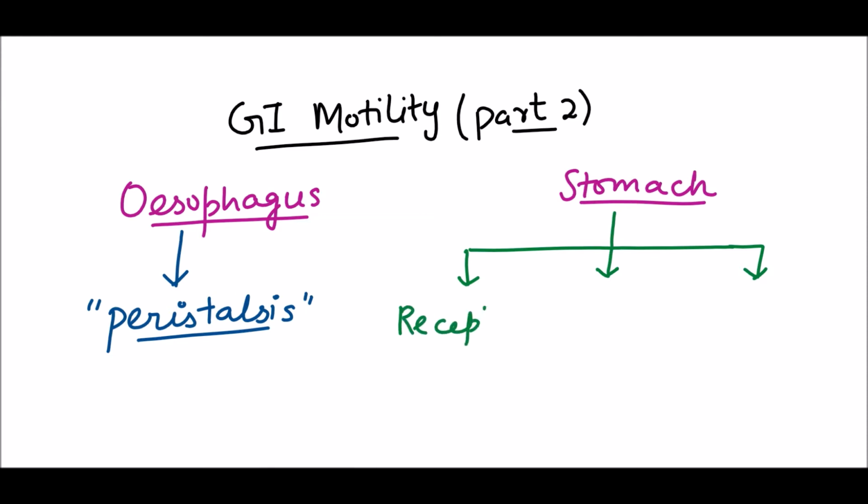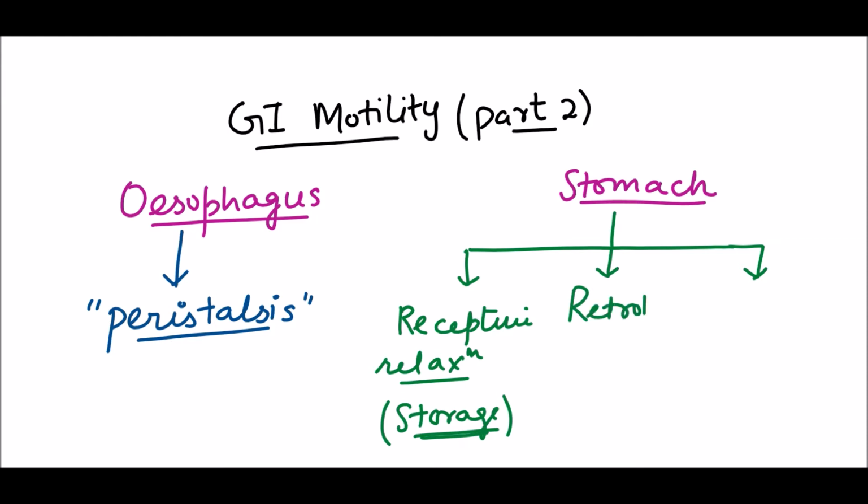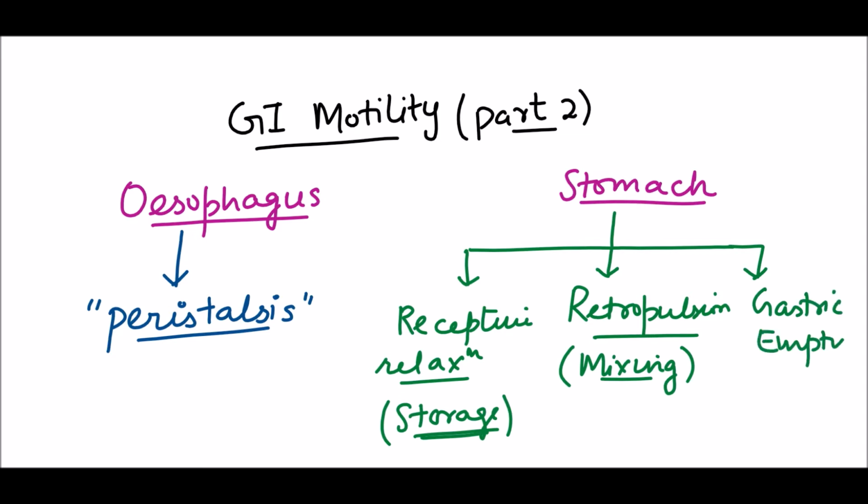The first movement is called receptive relaxation. This is related to the storage function of stomach. The second type of movement is called retropulsion, and this movement is related to the mixing and grinding function of stomach. And the last important movement of stomach is called gastric emptying, and this is related to the emptying function of stomach, emptying of contents into the duodenum. We'll discuss these in detail.